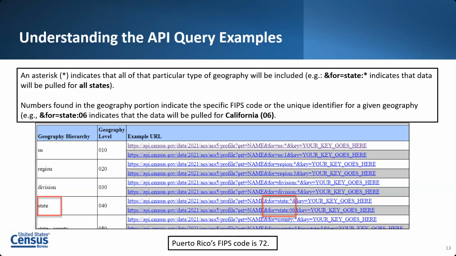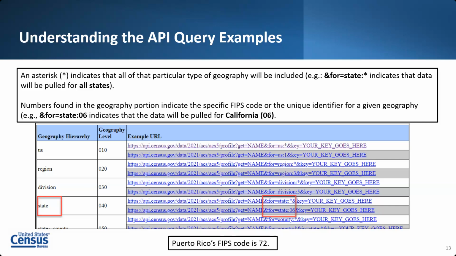An asterisk, which is also referred to as a wildcard within the API, is going to indicate that all of that particular type of geography will be included. So for the example that I have highlighted here in the red box, we can see this &for=state:* is going to return data on every single state.